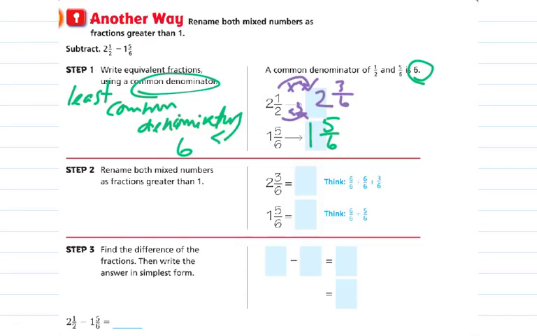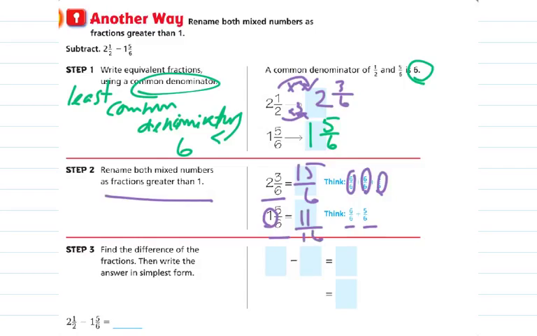Now you go on to step 2, which says rename both mixed numbers as fractions greater than 1. So we think to ourselves, in these particular fractions, when we say one whole, it's like saying I have 6/6. Another whole would be another 6/6. And then we have our 3/6. So boys and girls, when you think about this, really you have 15/6. And you might say, how did you get that? Well, you think 6 plus 6 plus 3 is 15. Again, this one whole is really 6/6. 6/6 plus 5/6, boys and girls, gives you 11/6.